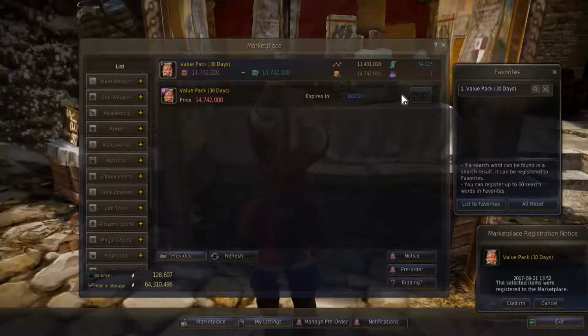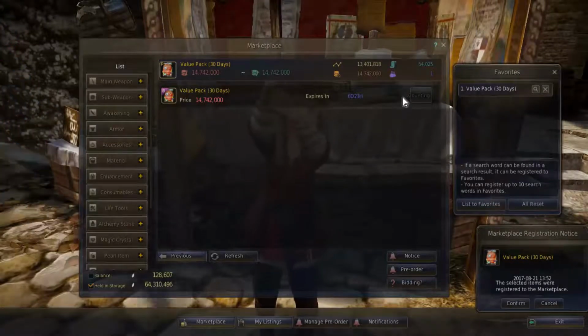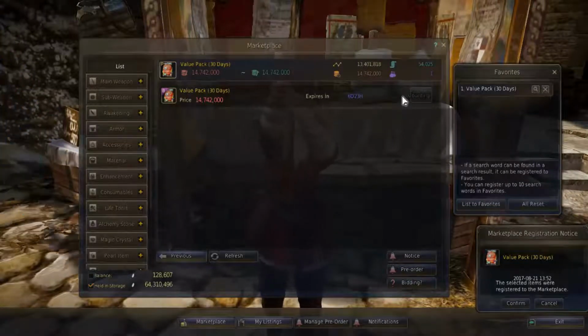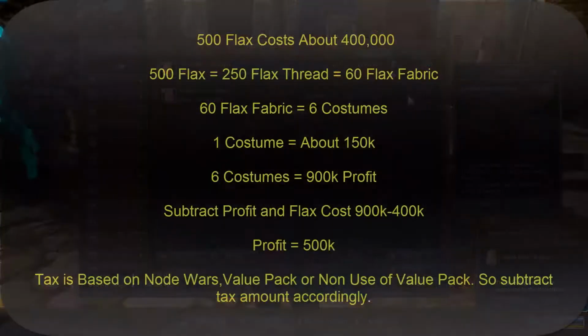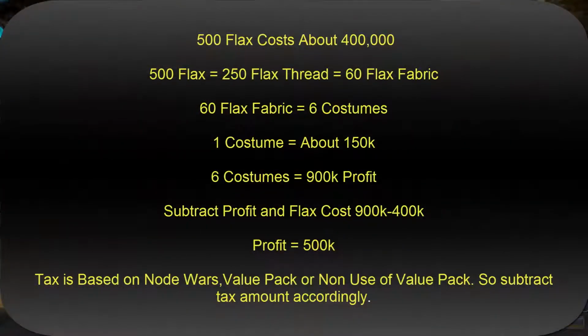So essentially, when I process 500 flax, I get 250 thread. Okay, 250 thread I usually process, and I get around 60 to 65 flax fabric. Sorry. Now the flax fabric, what you want to do is take that number and see how many costumes you can make out of the flax fabric. We'll just say 60 for now. 65 is still a middle number. You'd still only be able to make 6 costumes out of that. But essentially, we're going to use the number 60 to make the math easier.